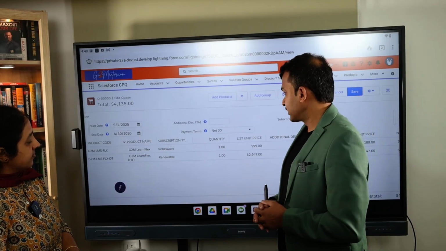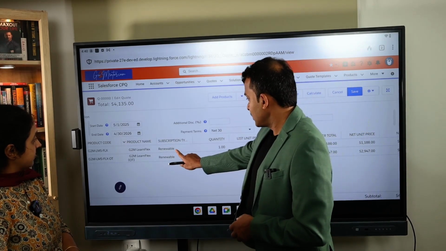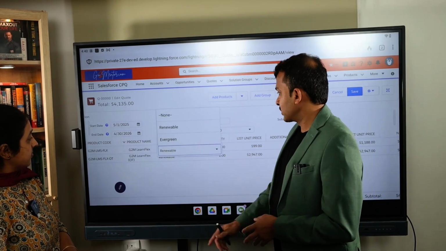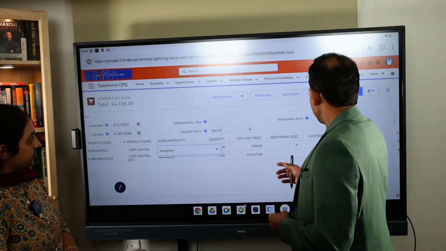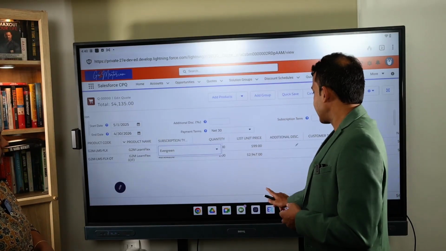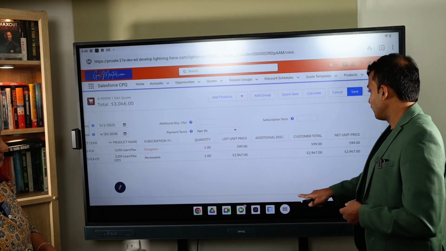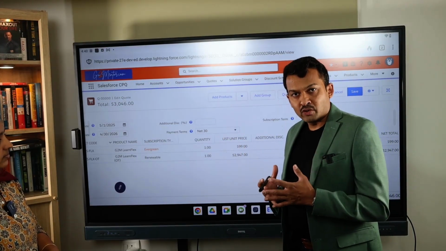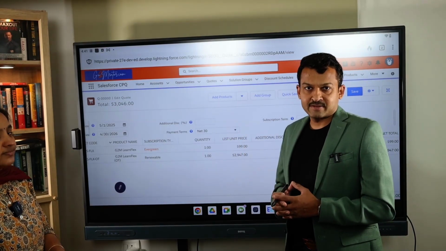The flexibility that Salesforce CPQ offers is that instead of renewable, the subscription type, at the sale time, the salesperson could then change it to evergreen. Okay, so that would be the only flexibility. So by changing this to evergreen, you see that the customer total will now change back to $99, which means that this product is now going to be renewed on a month-on-month basis until the customer cancels.